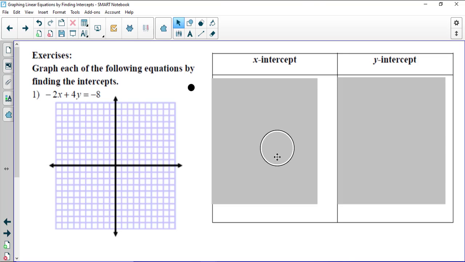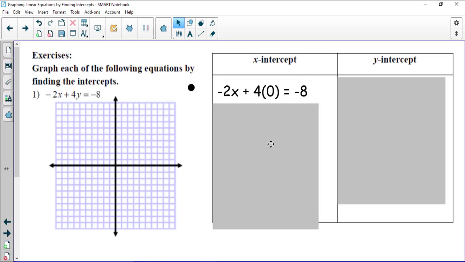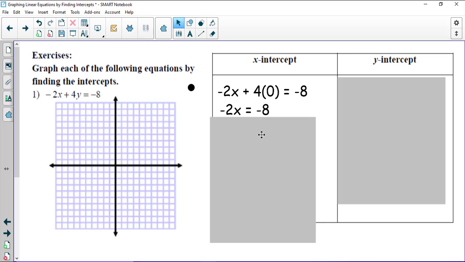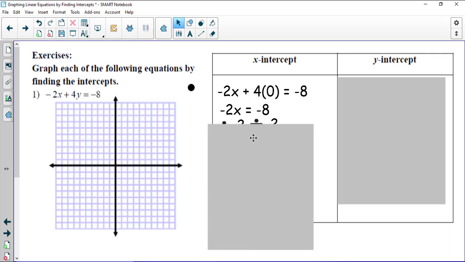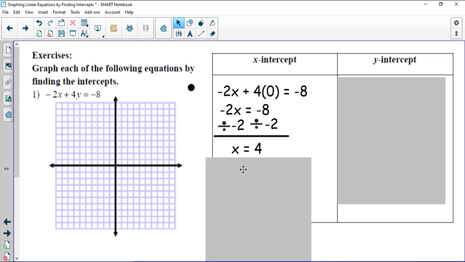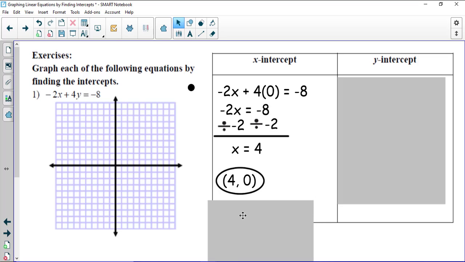So to find the x-intercept, I am going to replace y with 0. So we have -2x plus 4 times 0 equals -8. That gets us -2x equals -8 since 4 times 0 is 0. Divide both sides by -2, and we end up getting x equals 4. So our x-intercept will be 4, 0. So we're going to go ahead and graph that. So 1, 2, 3, 4, 0 will be right here.